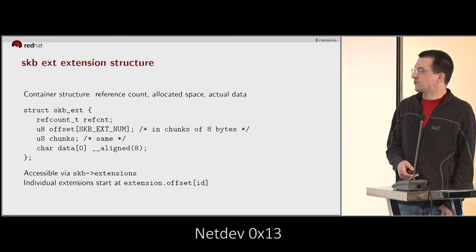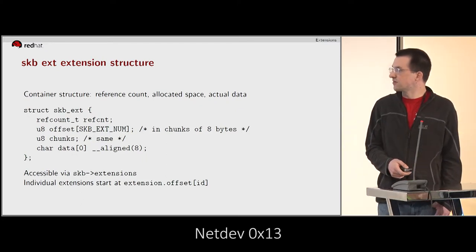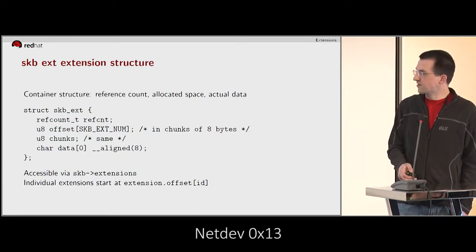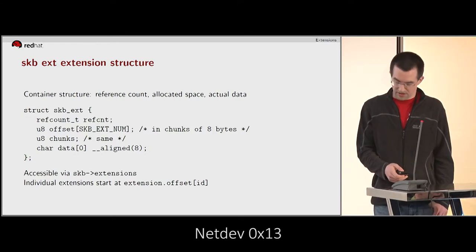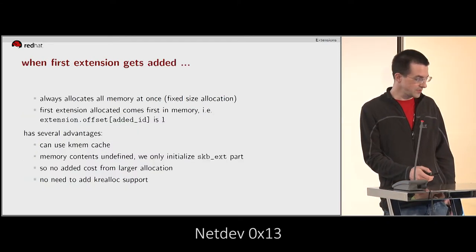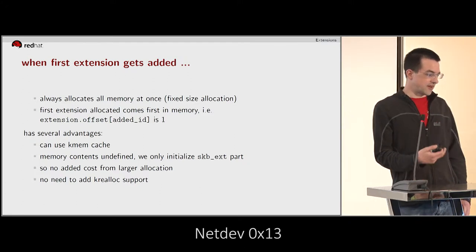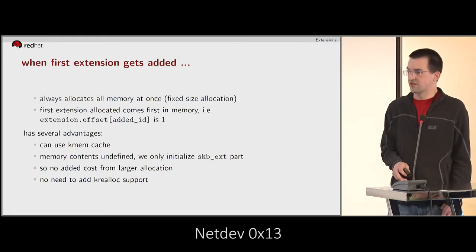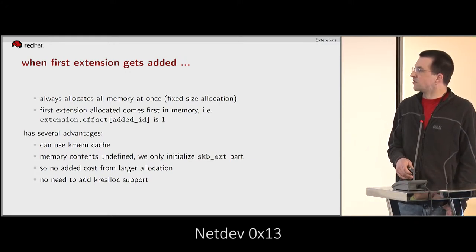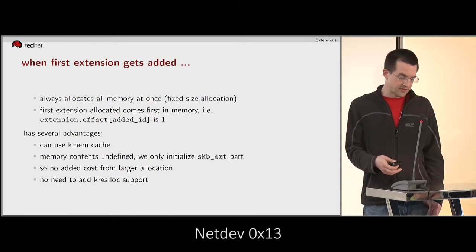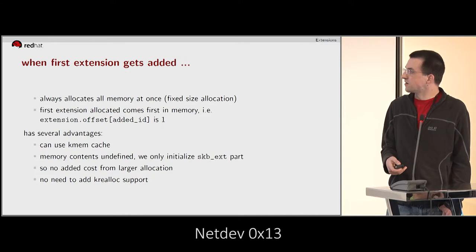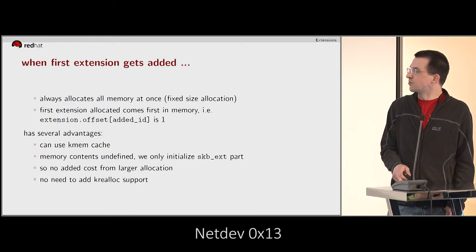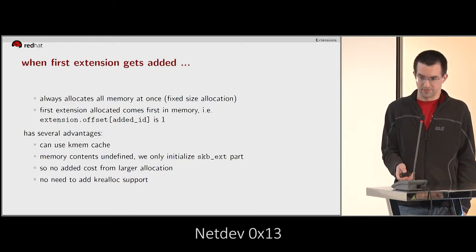To fetch an individual extension, you can just use one of the helpers that will essentially take the start of the extension pointer and then add the offset that is in the array of the same name. When the first extension gets added, we always allocate the full memory that is required for all extensions at once. So the first extension that gets allocated gets placed first in memory. So at the offset enum value, there will be the number one because it's always at the top.